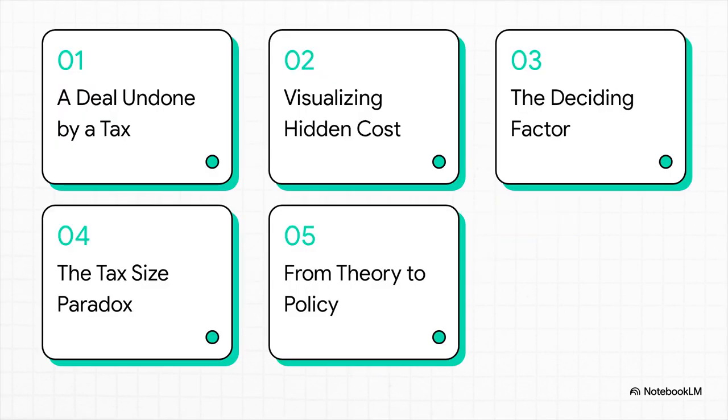So here's our game plan. First, we'll look at a simple deal that gets undone by a tax. Then we'll visualize this hidden cost. After that, we'll get into the deciding factor, elasticity. Then we'll cover something really cool called the tax size paradox. And finally, we'll connect all this theory to real-world policy.